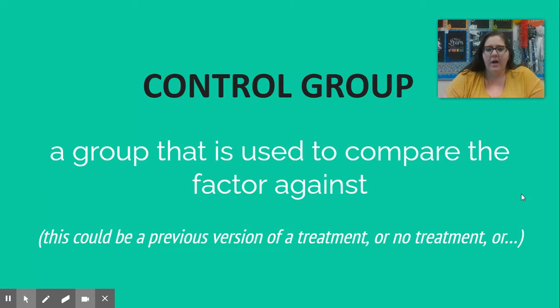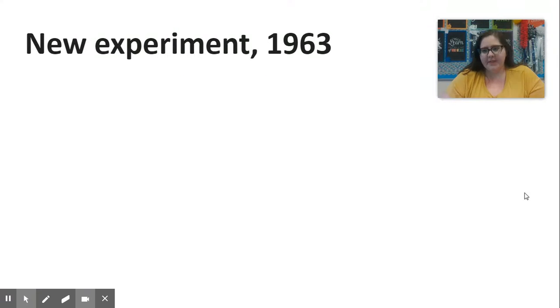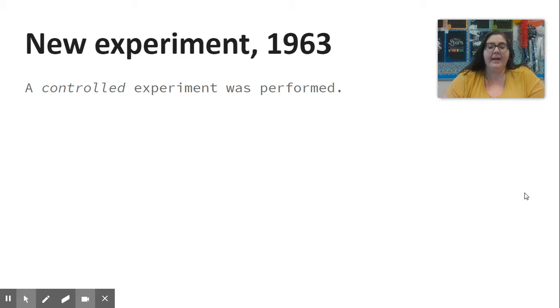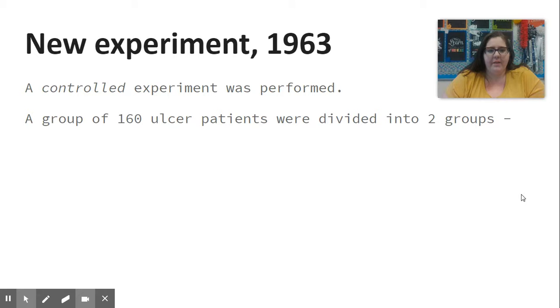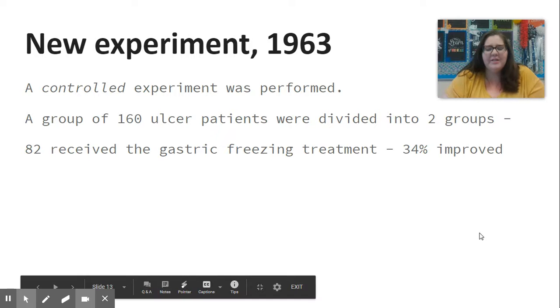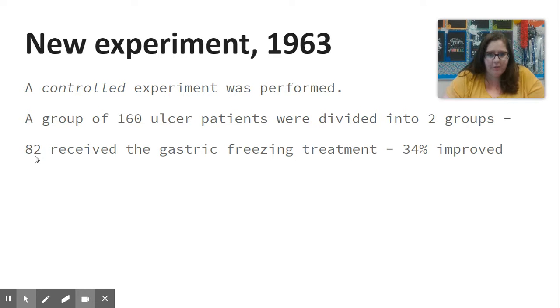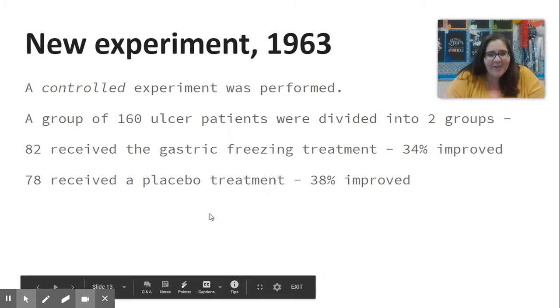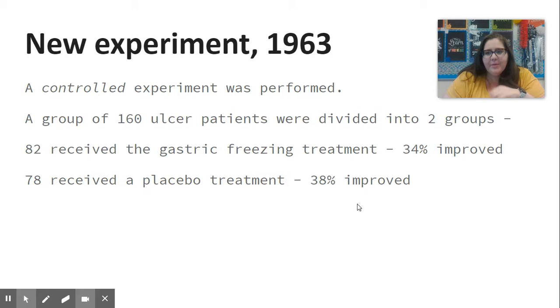All right, so moving on. They did a new experiment 5 years later where they had a controlled experiment with a control group where they put 160 ulcer patients divided into two groups. 82 received the gastric freezing treatment, where in that group, 34% of them improved. So already we're seeing that even just repeating the experiment did a good thing, because in that first experiment, the 24 patients, all of them improved. And now with the second, just one replication of the experiment, we're already seeing a drop in improvement rate. But then in the other group, 78 received a placebo treatment, and 38% of them improved.